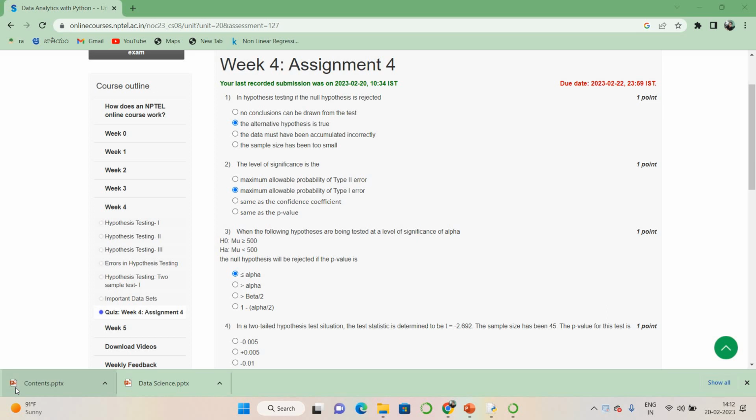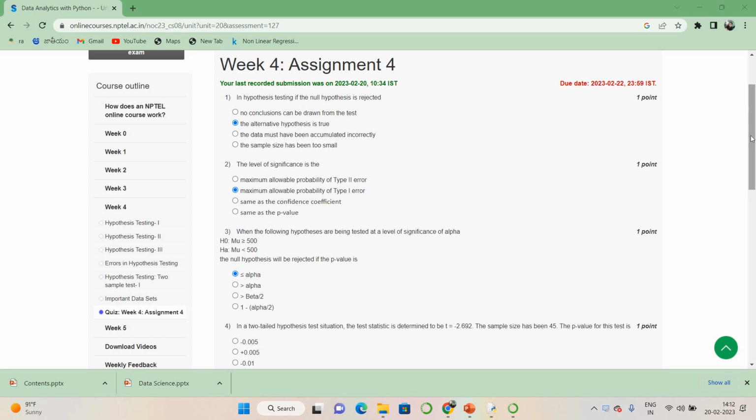In today's session, I want to give the assignment solutions for the course Data Analytics with Python. This is the course name, Data Analytics with Python, and these are the week 4 assignment solutions. Okay, so let us start from question number 1 onwards.